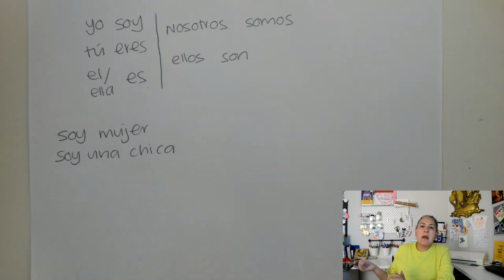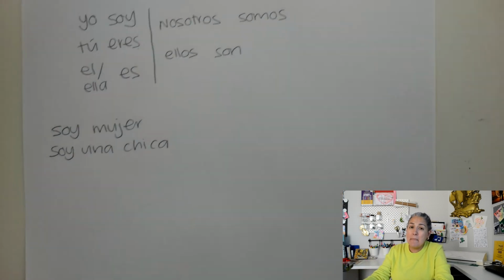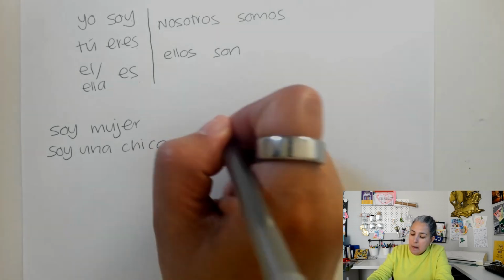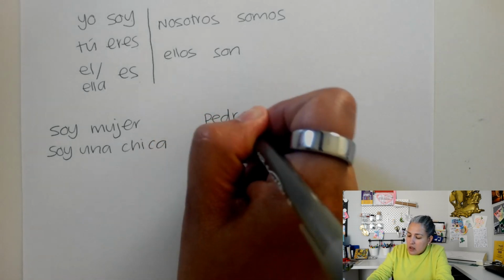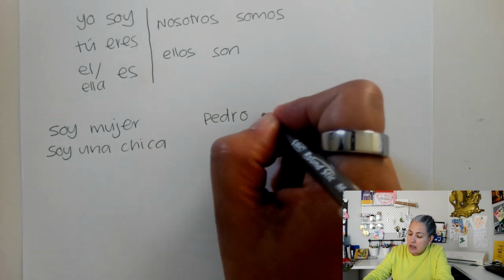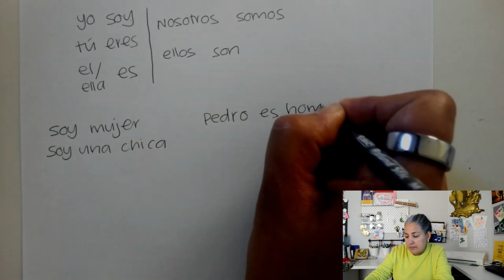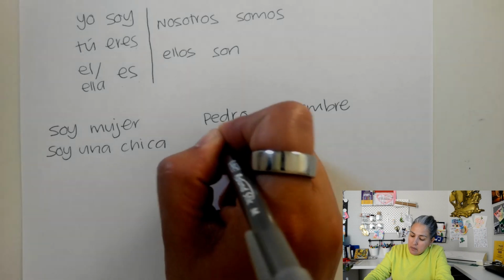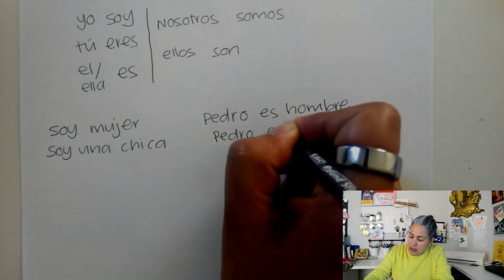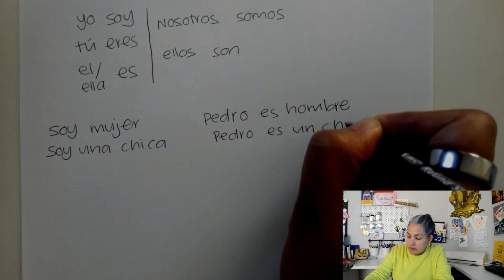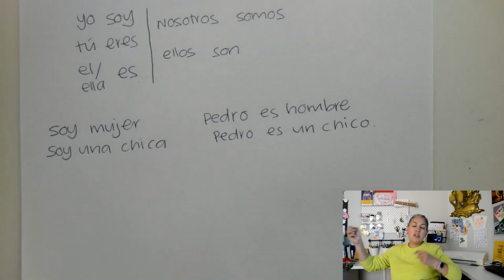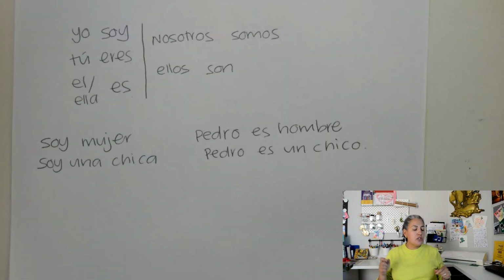Let's talk about Pedro. Pedro is a guy, he's a boy. Pedro, we would use es. Es hombre. Pedro es un chico. We're talking about someone else. Look at the chart and try to think, try to say, I am a girl, I am a boy. I am a guy, I am a lady.